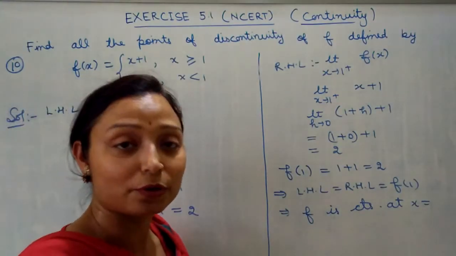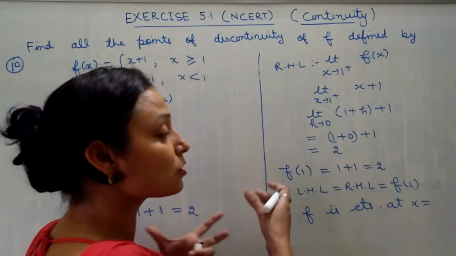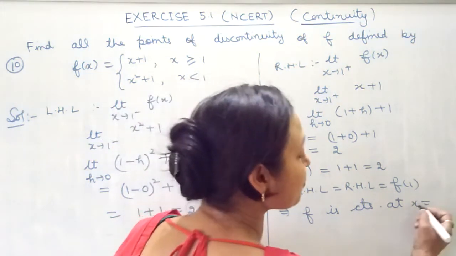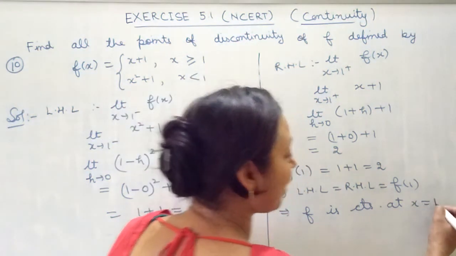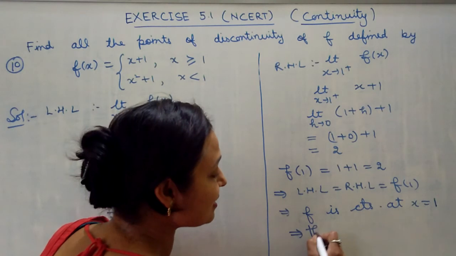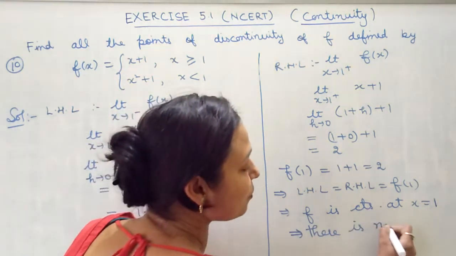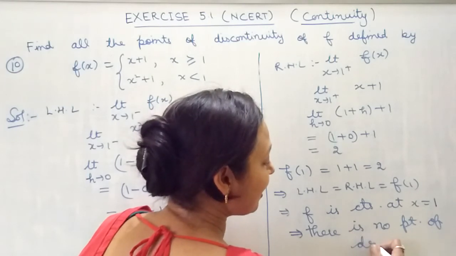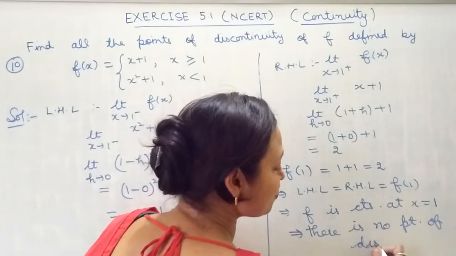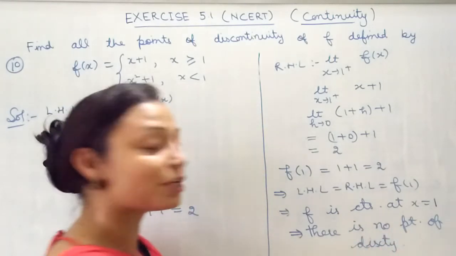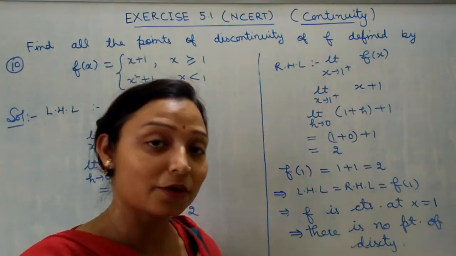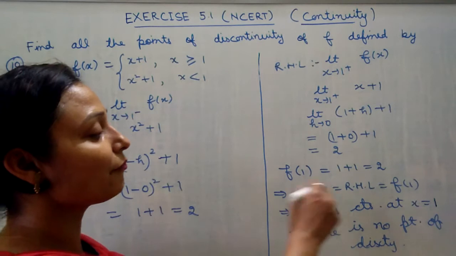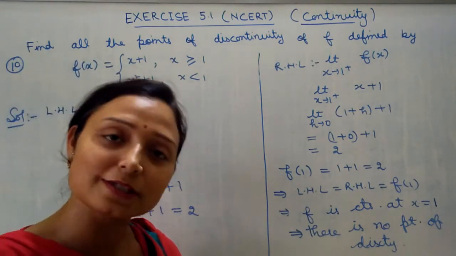Why is there no point of discontinuity? Because all three values are equal. f is continuous at x equals 1. There is no point of discontinuity, because the function is continuous. Okay. So this is the way to solve the points of discontinuity.